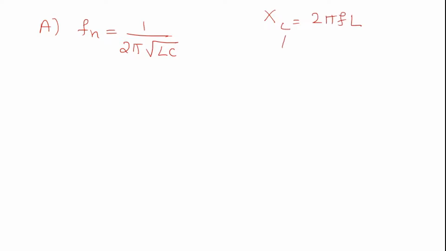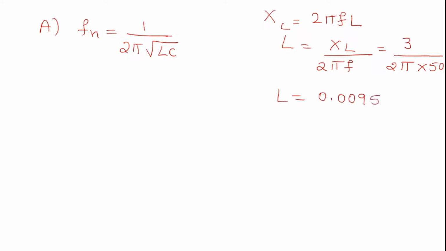To find the frequency of oscillation, the formula used is Fn equal to 1 by 2 pi root LC. C is specified in the question, but L is not given. We know the inductive reactance is 3, so we use the formula XL equal to 2 pi FL. So L is equal to XL by 2 pi F. Substituting, XL is 3 divided by 2 pi into F, which is 50. So L is 0.00954 Henry.